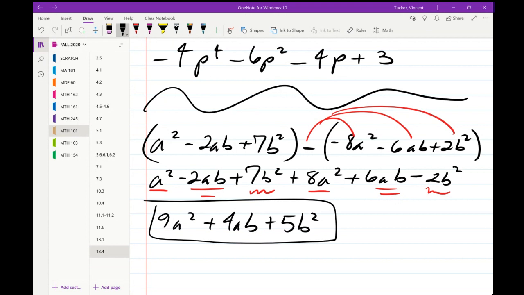So what we have left is 13.6, 13.7. Let's try to see. We can go ahead and do 13.6 today.